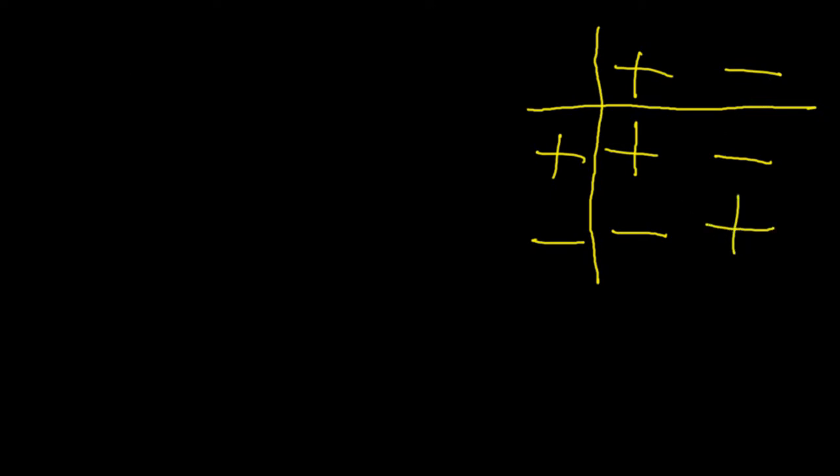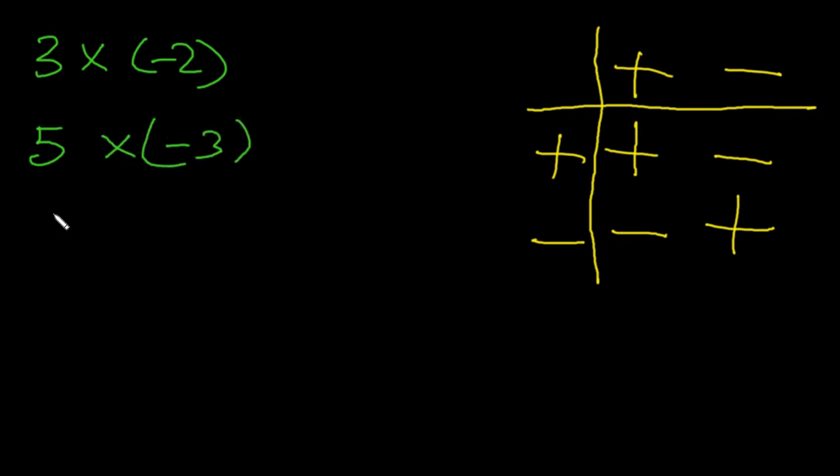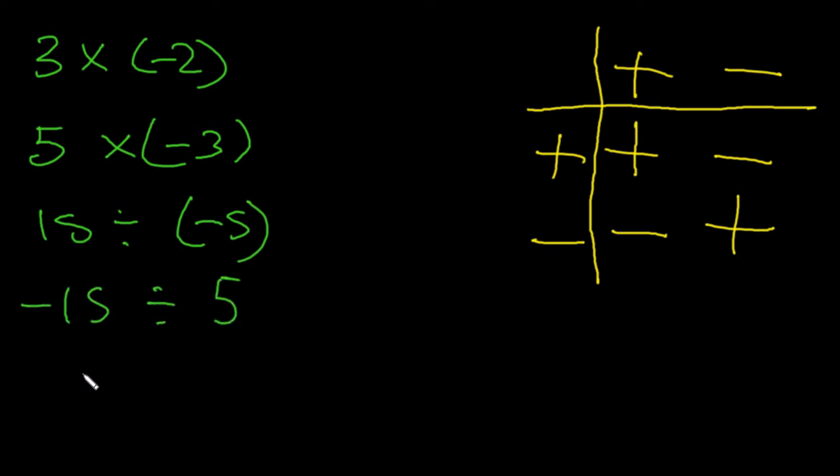So just bearing that in mind, let's take some examples. Let's say I had 3 times minus 2. And let's say I had 5 times minus 3. They're kind of the same. Let's say we had 15 divided by minus 5 and minus 15 divided by 5. Alright, let's work with these examples for now.